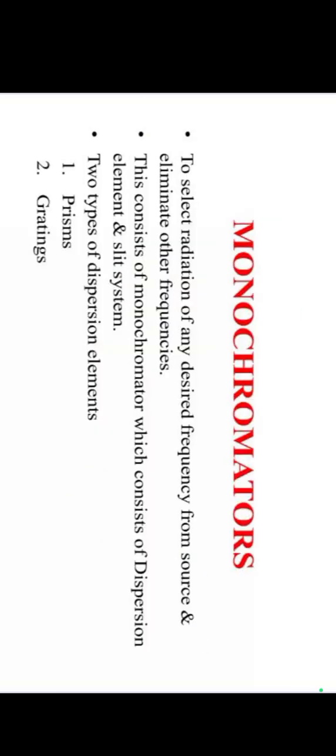The third part of the IR spectroscopy instrumentation is monochromators. A monochromator changes polychromatic light into monochromatic light. Prisms and gratings are used in the IR spectrometer. To select radiation of the desired frequency from the source and eliminate other frequencies, a monochromator is used, which consists of a dispersion element and slit systems. In this monochromator we have an entrance slit and the prism. These are all called monochromators.